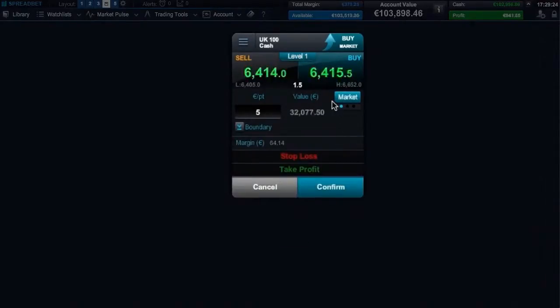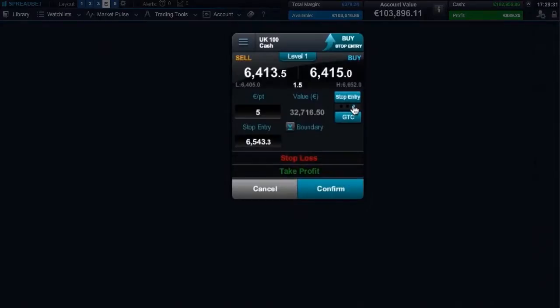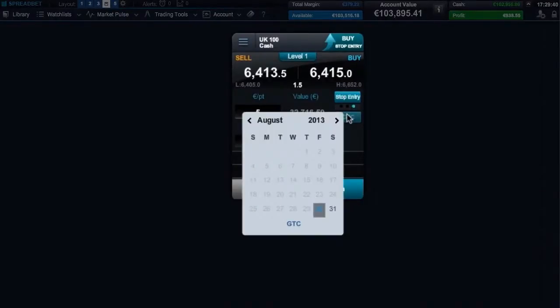You can select either a market order, which executes a trade on the current market price, or choose a limit or stop entry order to execute a trade at a specific target price. Each limit or stop entry order is set to open-ended unless you specify an expiry date.